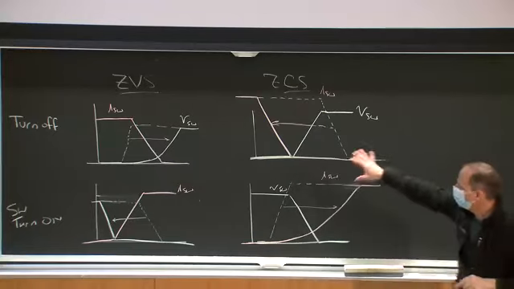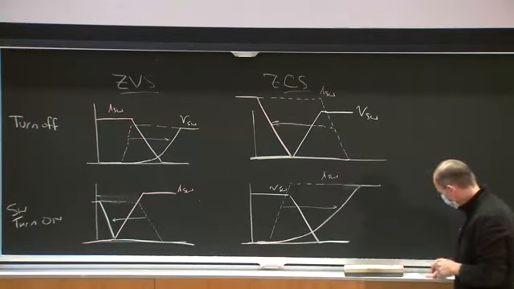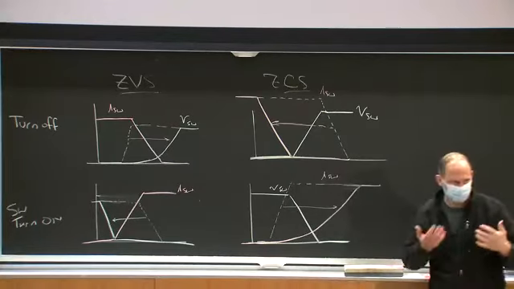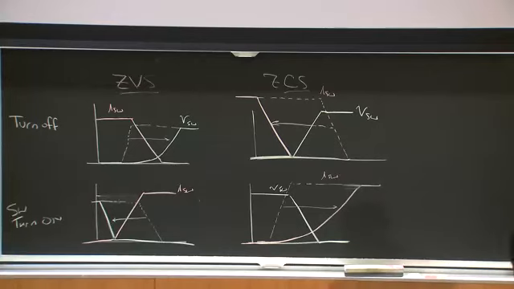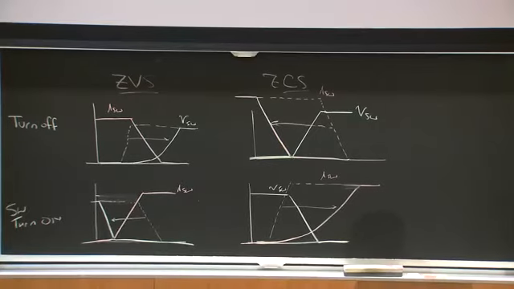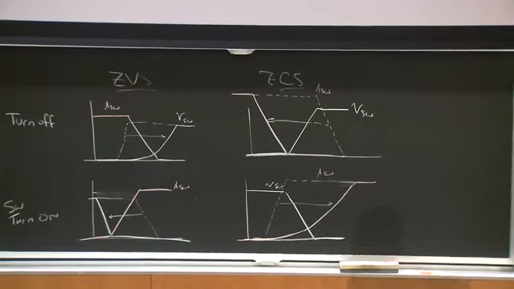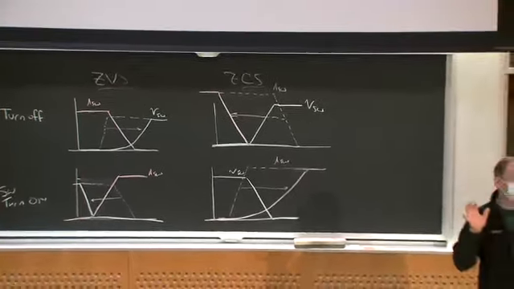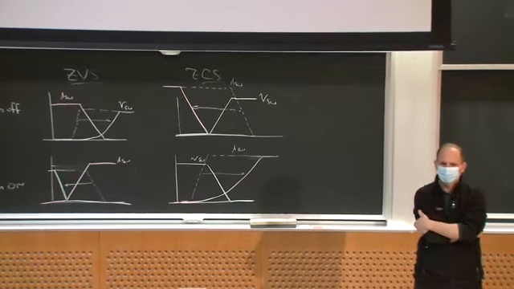So I can use any combination of these kinds of switching transitions in order to get soft switching. We saw a few examples in DC to DC converters last time. Let me pause there and ask if there are any questions about the general concept.